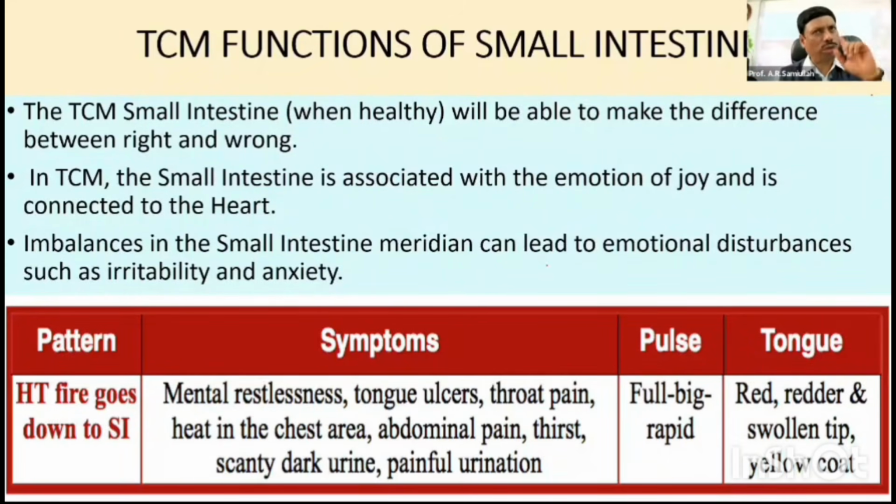Whenever you want to treat, try to remember that the small intestine could also be the reason. Further, the small intestine functions to make the difference between right and wrong. So what does it mean, right and wrong? To understand the concept, consider whether the person wants to take a decision. For instance, I'll give you an example about this course.